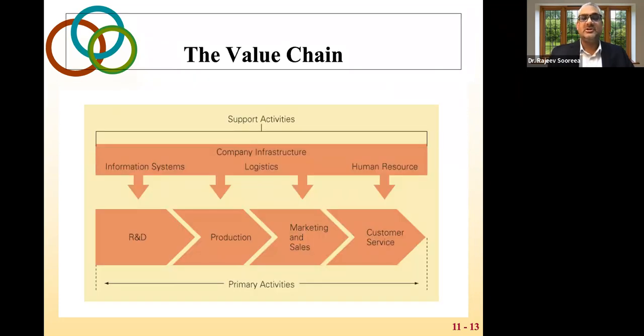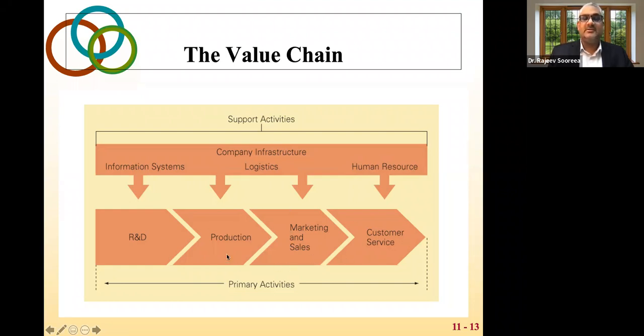So if you look at this chart, it looks like the firm is a chain of activities, right? We have primary activities at the bottom: R&D, production, marketing, sales, and customer service. And then support activities here: information systems, logistics, human resources, that support the firm in delivering all these primary activities.